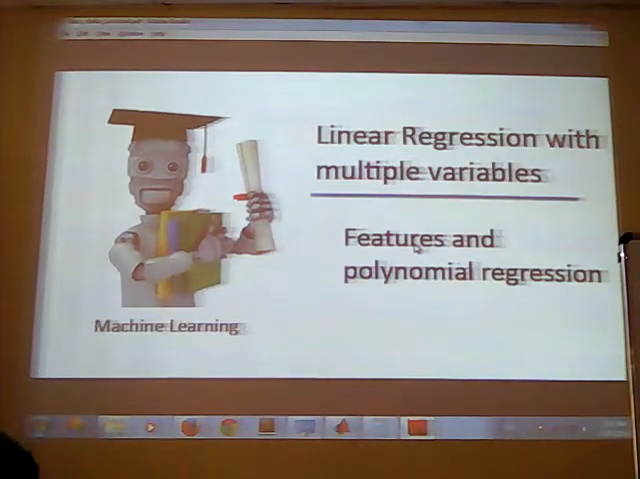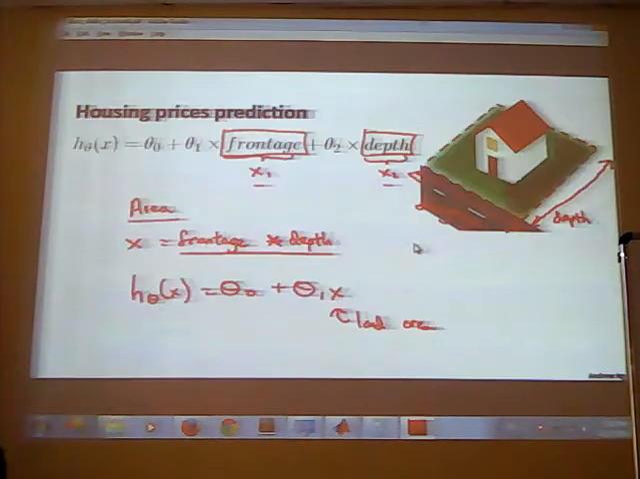Now we are going to study features and polynomial regression. Right now we have been studying linear regression. Now we will be studying polynomial regression. Suppose we have a hypothesis represented as theta 0 plus theta 1 into the first feature, that is frontage. What is frontage? It is the front length of your house. This is the length, and plus theta 2 into depth.